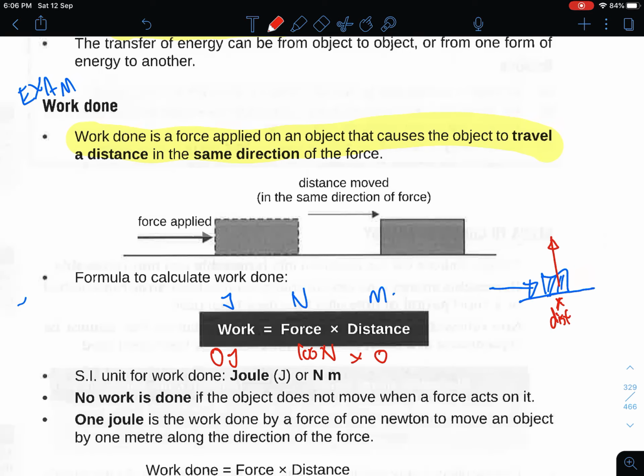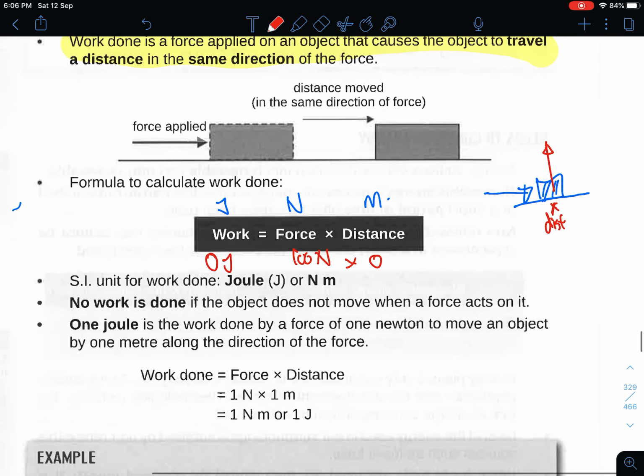So it is very important that the force must be aligned with the distance actually moved, or you can say more or less parallel to one another. So 1 joule is the work done by a force of 1 newton to move an object by 1 meter. Please remember this formula, as this is very important for exam.